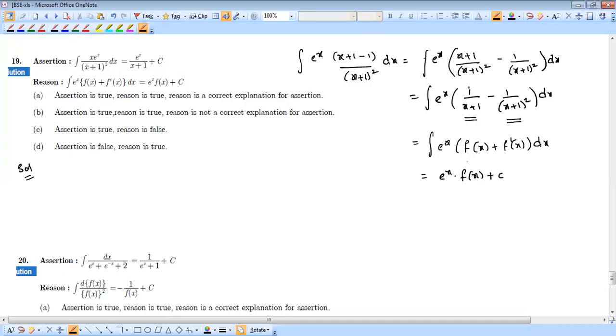So here f of x we have taken 1 by x plus 1. Then it becomes e power x into 1 by x plus 1 plus constant. Your answer is also the same thing. Correct. And we are applying this condition. It is correct. So from here, both are correct. So assertion is true and reason is true. And with the help of the reason only, we are trying to prove the assertion. So reason is the correct explanation for assertion. So option A is the right answer.